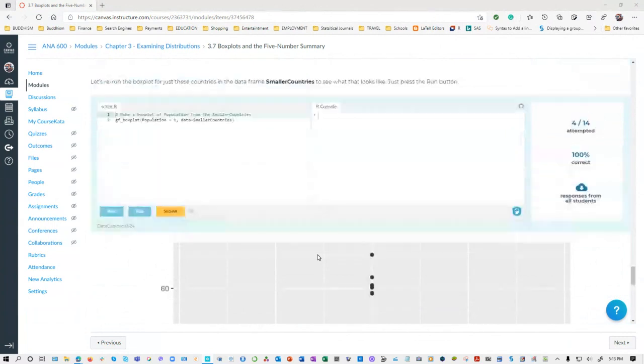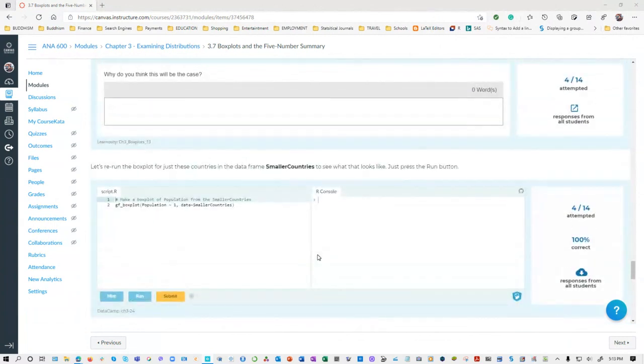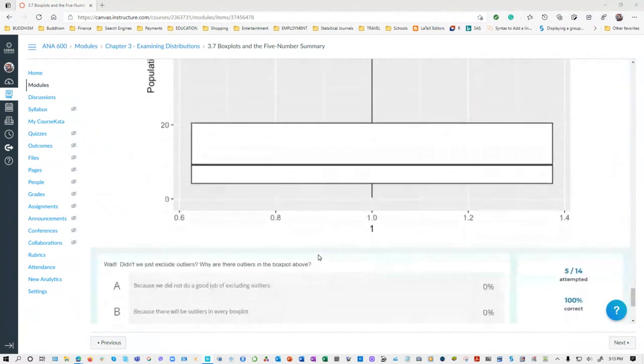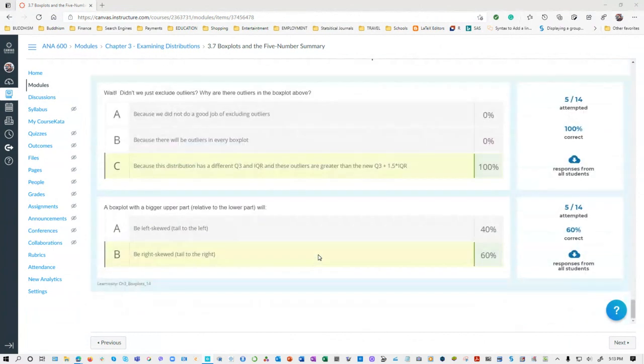Those outliers you can easily filter. Look at this one, see?